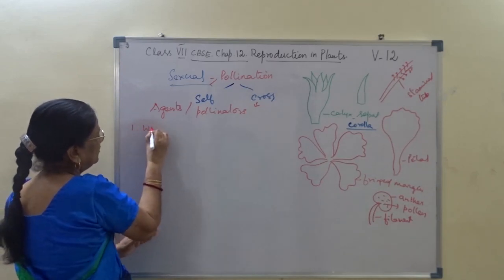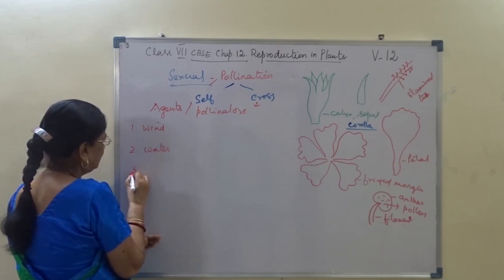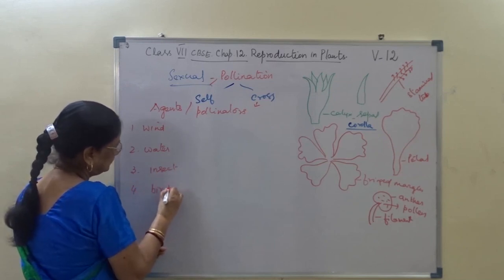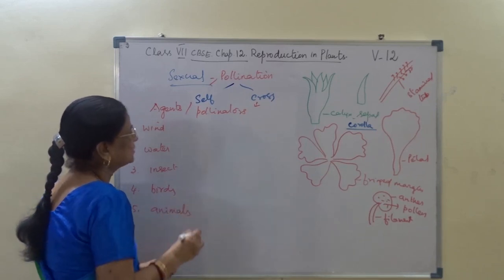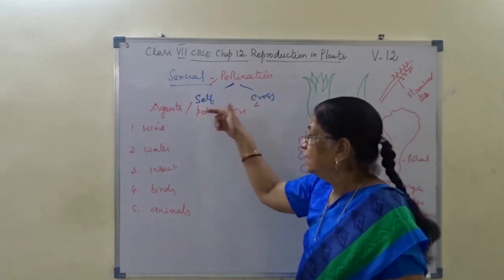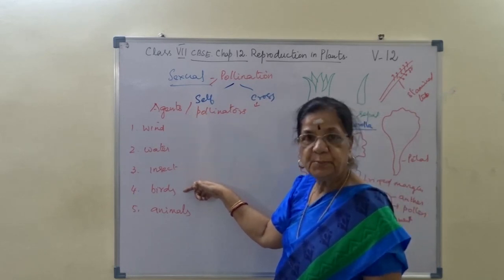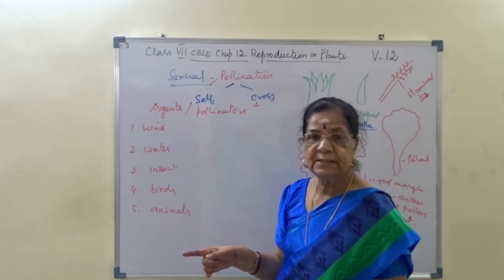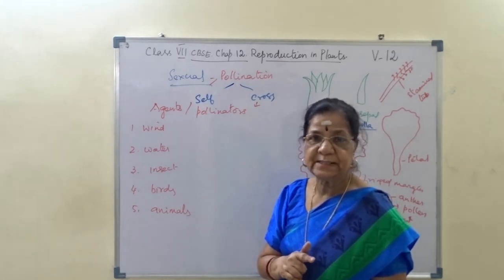They are wind, water, insects, birds and other animals. The agencies are pollinators. They are of different types: wind pollination, water pollination, insect pollination, bird pollination and pollination by animals. This is in our book. Now you have to learn. Last year we studied this, and I hope you remember that. You have to recollect.